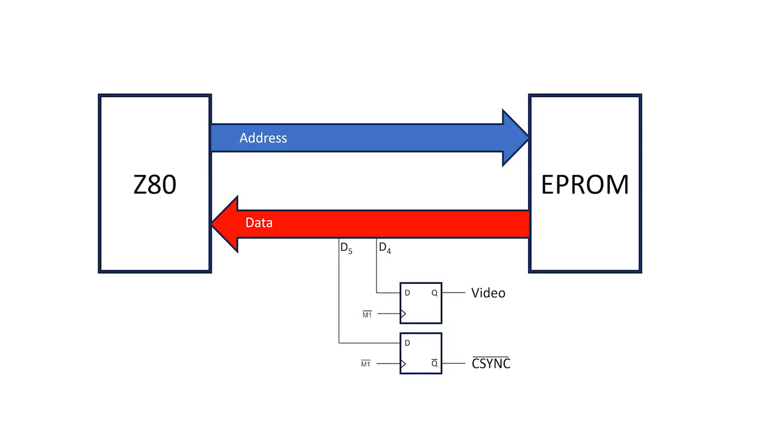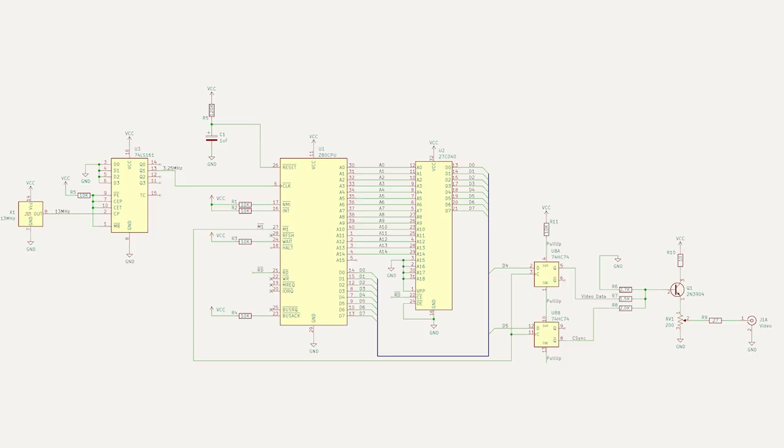The machine consists of a Z80 connected to an EEPROM, and then two data lines are tapped off to form the video and the combined sync signal. This is the overall circuit diagram, and note that I've got a 13 MHz crystal oscillator connected to a 74HC161 counter to divide the frequency to get down to 3.25 MHz.